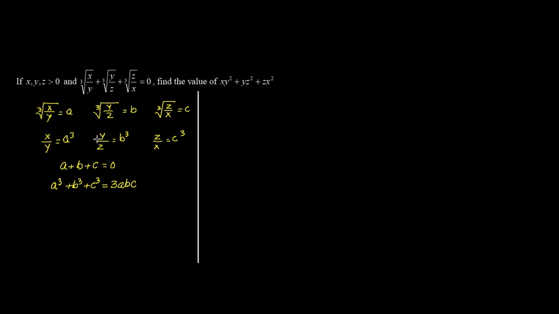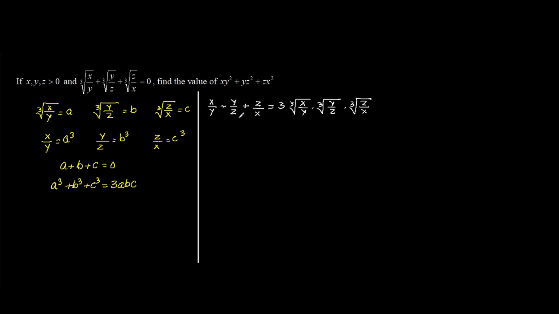So now a cube is x over y. We are plugging back the values: x over y plus y over z plus z over x is equal to 3 times the cube root of x over y times the cube root of y over z times the cube root of z over x.